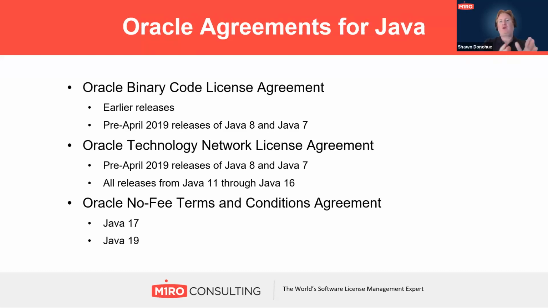All right, so real quick, this is not super important, but just in case for anybody who's on the legal teams out there, make sure that if you are reviewing your agreements under Java, there are 3 main agreements you might be under: the binary code license agreement, the technology network license agreement, and the no-fee terms and conditions agreement. You can see the original one there is for 7 and 8 before the 2019 announcement. The middle one there is after 2019 up to Java 16. And then finally, the newest version is the Oracle no-fee terms and conditions agreement, which covers Java 17 and 19.